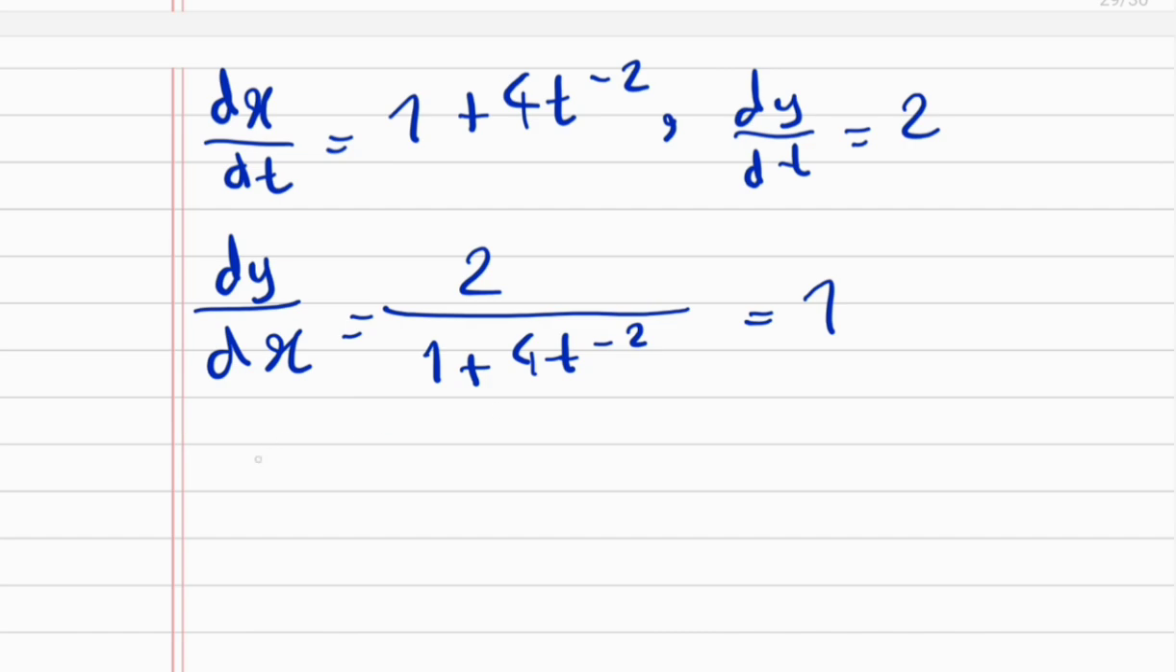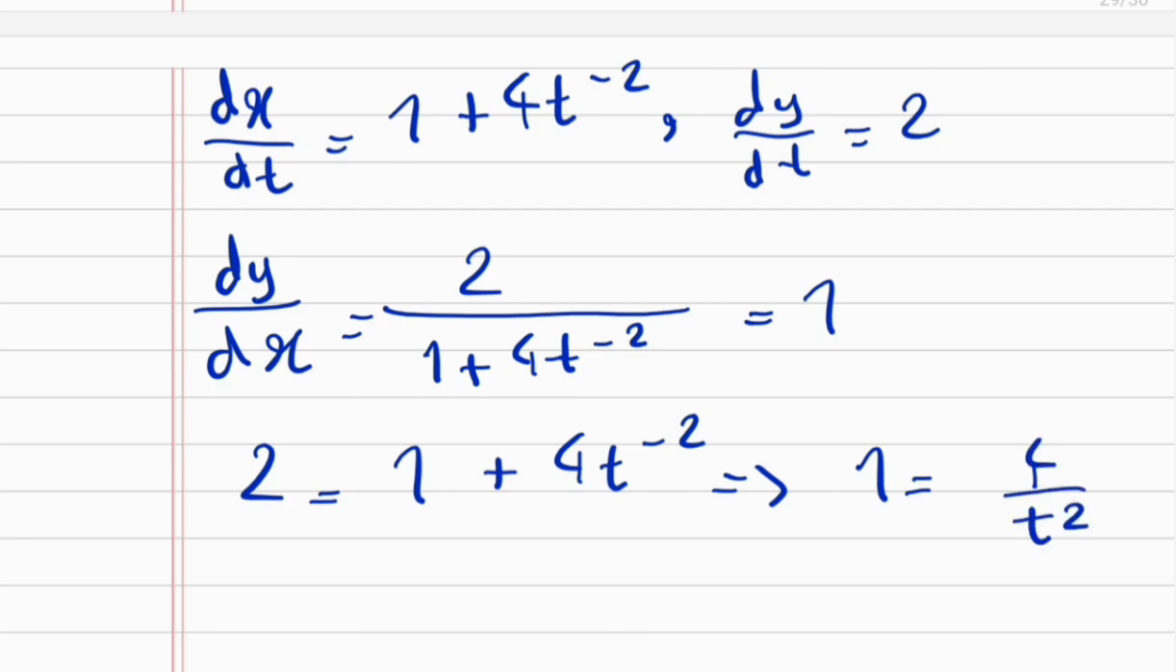So now we want to solve this equation. Let's do cross multiplication first. We have 2 is equal to 1 plus 4t to the power of minus 2. That's the first step. We can now rearrange this to make it nicer. Subtracting 1 from both sides, we get 1 is equal to 4 over t squared. Then another cross multiplication gives us t squared is equal to 4, which means t can be positive or negative 2.